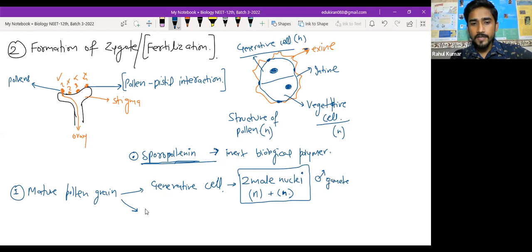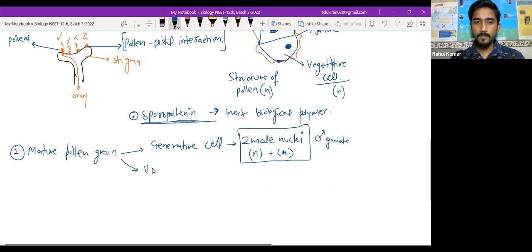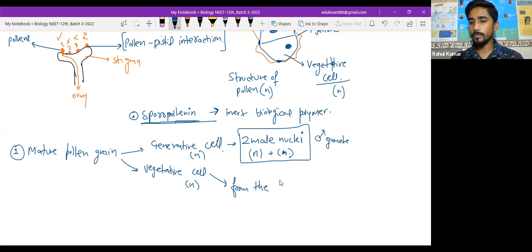Now, what is the role of the vegetative cell then? The vegetative cell, again, is haploid. Its only role is to form the pollen tube. So this cell forms the pollen tube. Is it clear, people? Say yes or no.